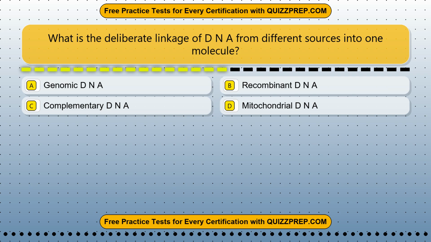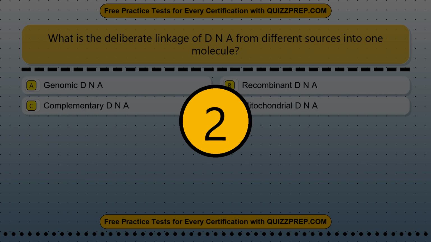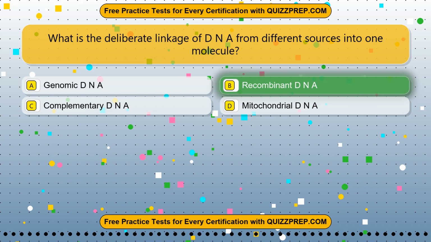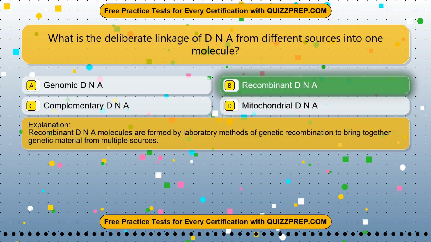Option A, genomic DNA. Option B, recombinant DNA. Option C, complementary DNA. Option D, mitochondrial DNA. The correct answer is option B, recombinant DNA. Recombinant DNA molecules are formed by laboratory methods of genetic recombination to bring together genetic material from multiple sources.